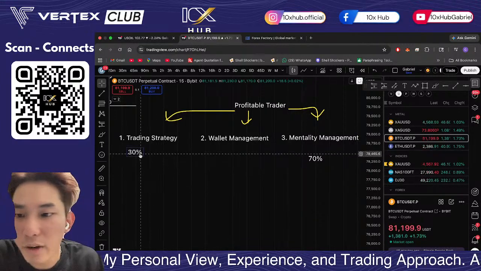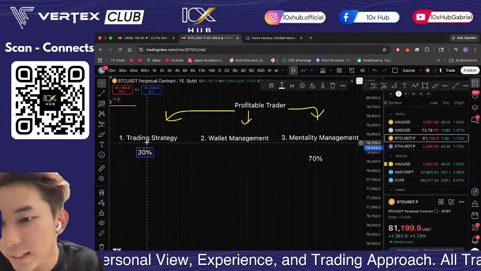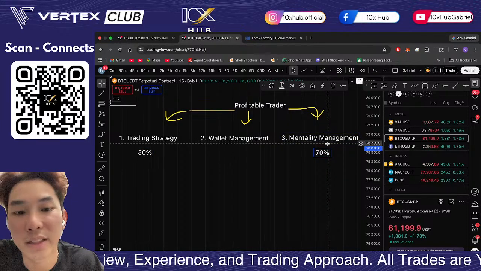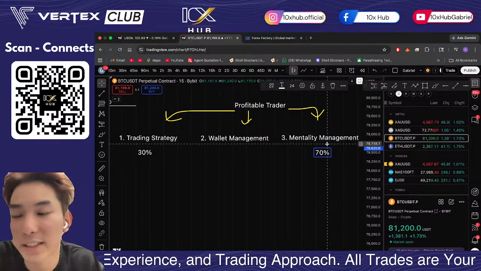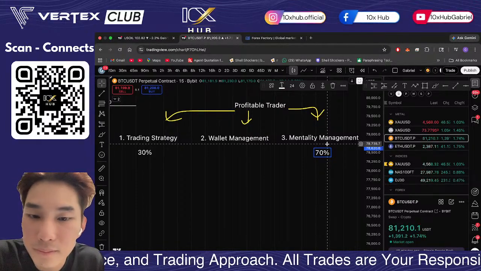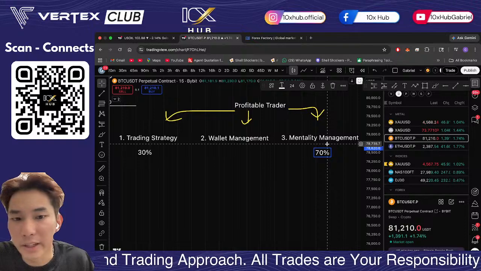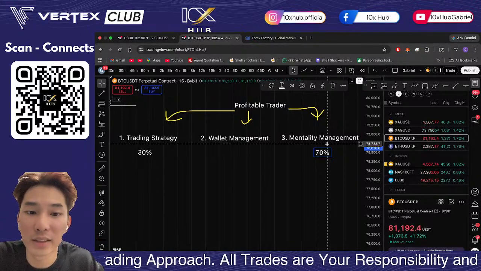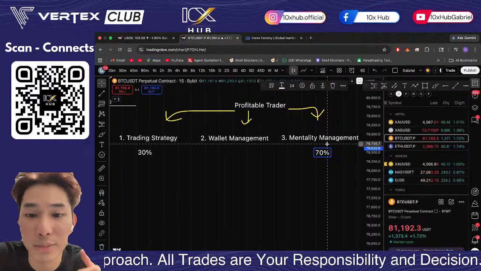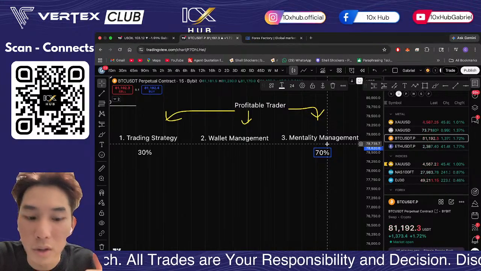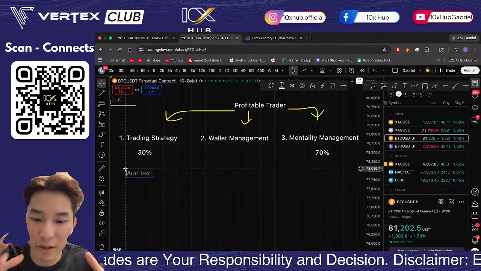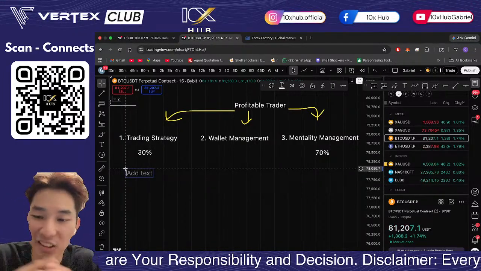So has any one of you heard of this before? 30% is trading strategy, 70% is mentality in trading. If you have heard of this, you may type yes in the chat room. I know a lot of people teach it this way, but I've been trading for 6 years, 2026 is my 6th year of trading. According to my experience and my whole trading journey, this is what I learned.